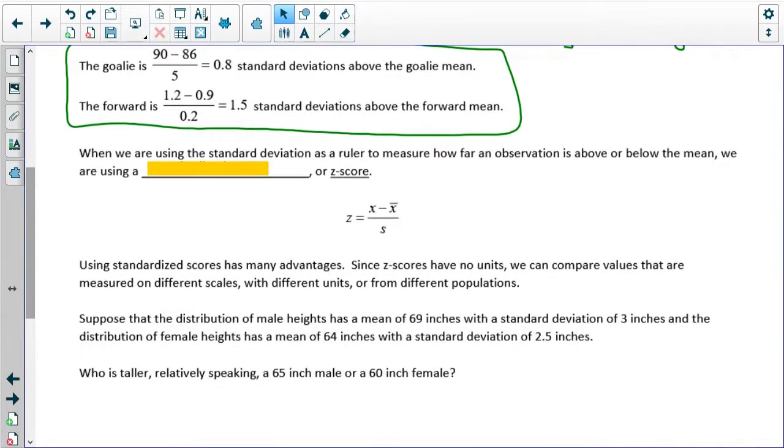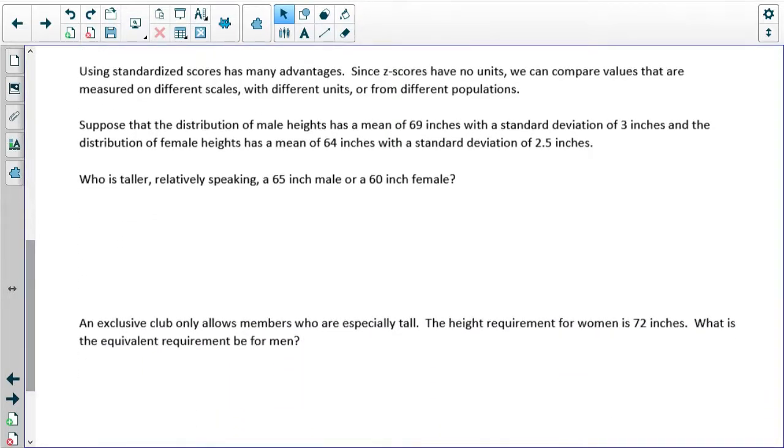When using the standard deviation as a ruler to determine how far something is above or below the mean, we call it a standardized score or a z-score. Using standardized scores has many advantages because they don't have any units. So basically, we're just comparing how good they are compared to other people that are doing similar things or other observations that are in a similar format. So we can compare things from different populations that aren't necessarily related to each other, and we can talk about whether something is higher or lower compared to average and compared to how spread out things are.